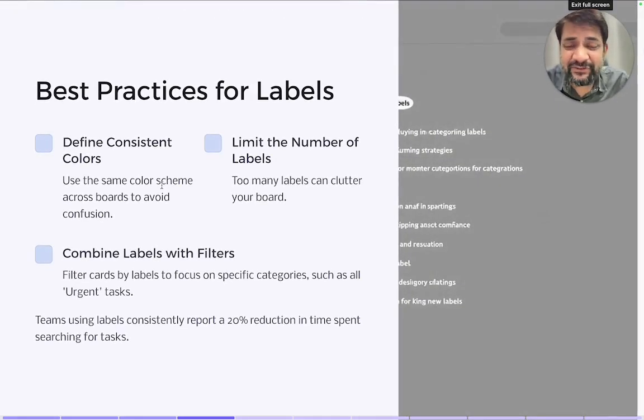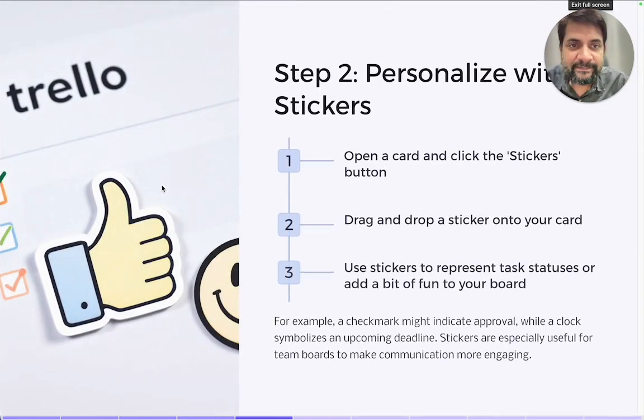Some of the best practices for adding labels: define consistent colors. So red means something, green means something, and be consistent across. Limit the number of labels. Too many labels can clutter your board, obviously. Combine labels with filters. Filter cards by labels to focus on specific categories such as urgent tasks. Teams using labels consistently report a 20% reduction in time spent searching for tasks.